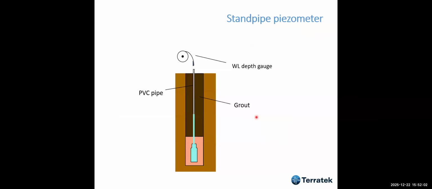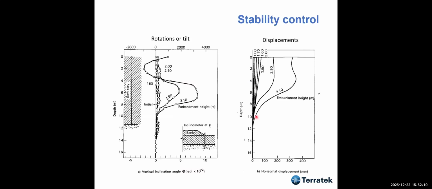So this is the very common standpipe piezometer. We use this a lot. It was developed in the 50s perhaps. And stability control can be easily done with the inclinometer. This is a case in which the failure took place at a height of 2.8. Until then, the rotational tilts were very, very small. And then, boom, there was the failure.